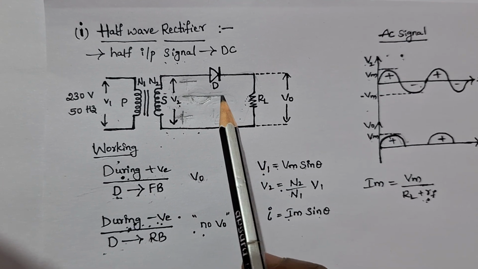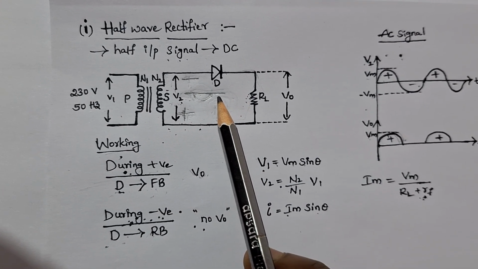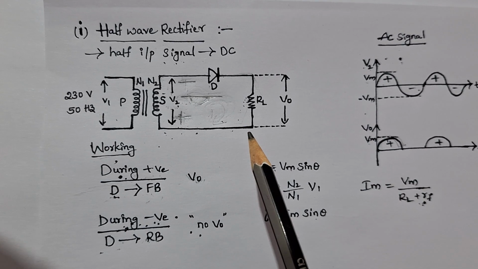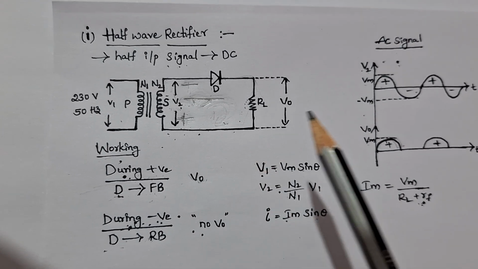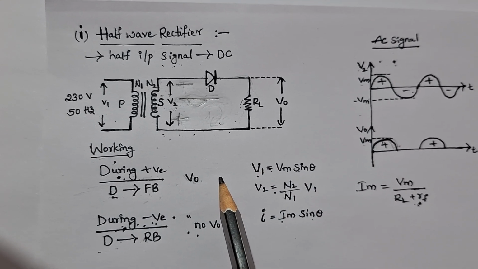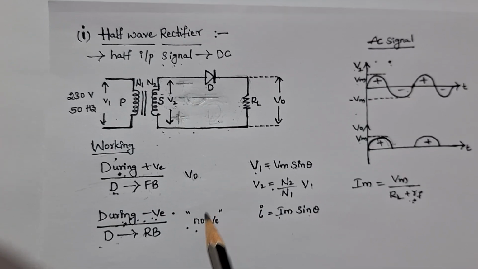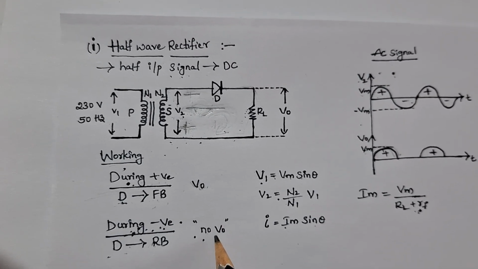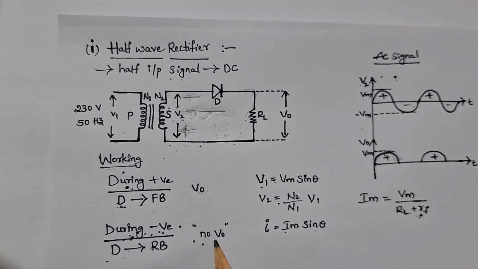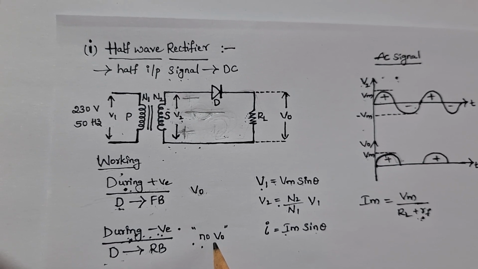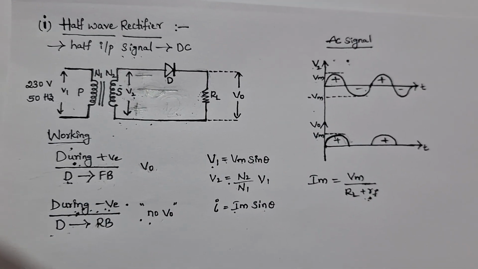So we know during the reverse bias condition, the diode will not conduct, so we will not get any output voltage. So this process will continue in a graph.